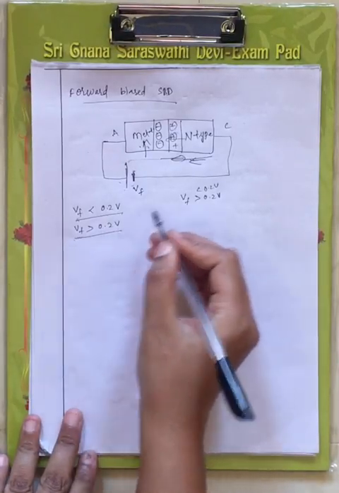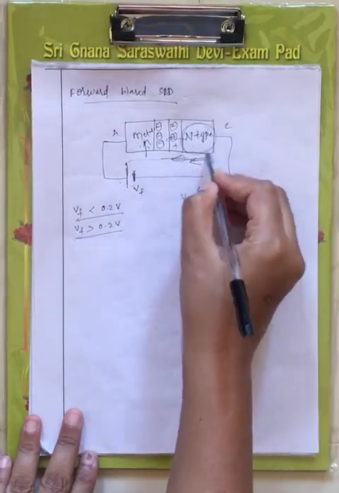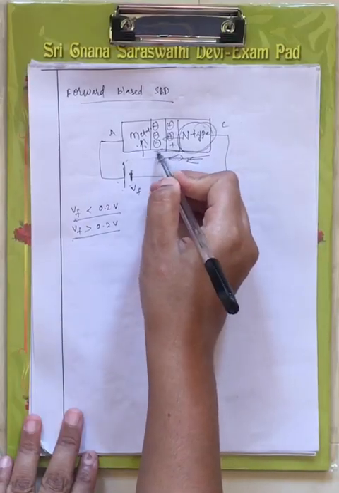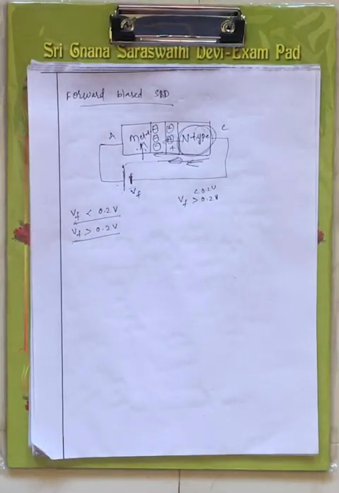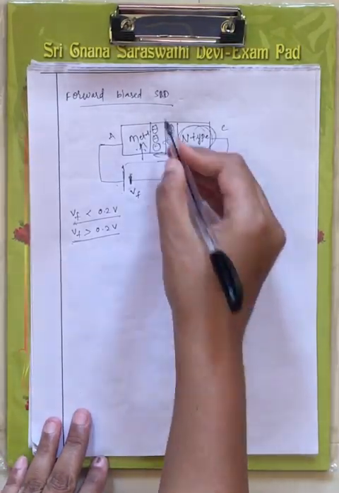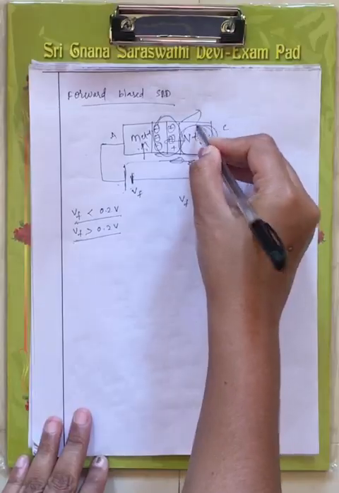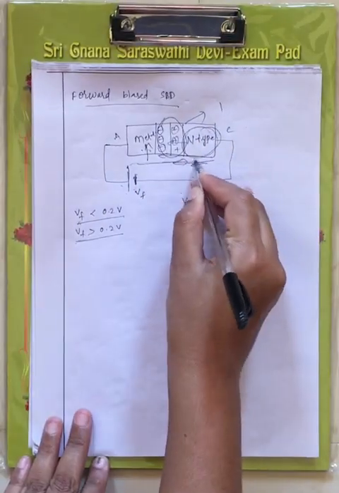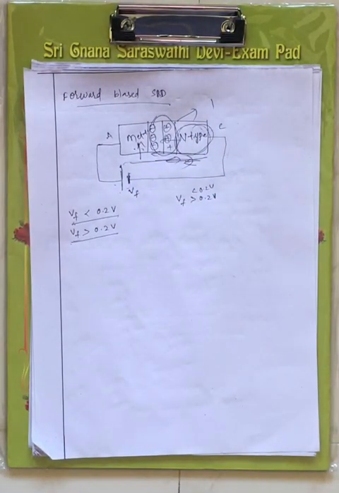When Vf is greater than 0.2 volts, whatever electrons are present in this n-type cannot move through this junction, breakdown voltage. Those cannot move through this junction, right? If you increase further, this depletion region becomes thin and current flow will occur in this direction, right? Now this is under your forward biased condition.